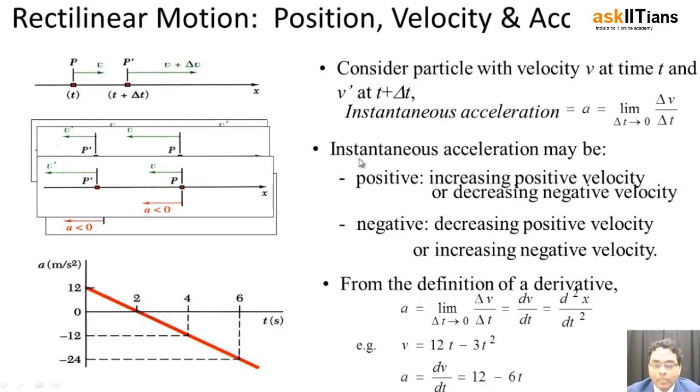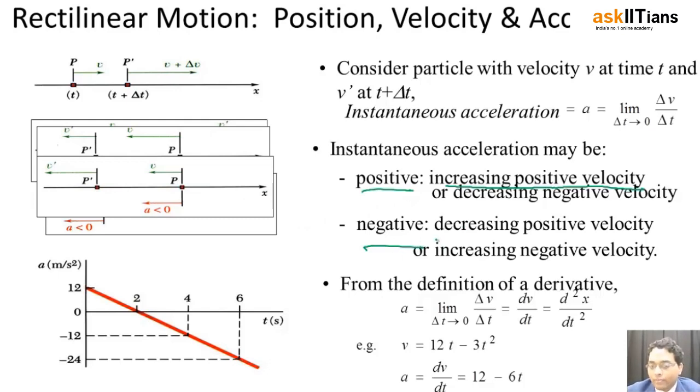In a similar way, the instantaneous value of acceleration can either be positive or negative. Even in the positive case, it can arise from increasing positive velocity, that is, you are moving along a positive direction with increasing velocity. Or from decreasing negative velocity, which means you are moving along a negative direction with a velocity that is decreasing in magnitude. In either case, the instantaneous acceleration is going to be positive.